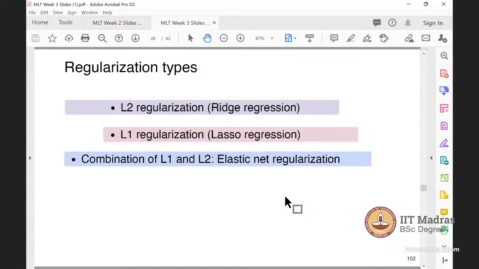Now, there are only two types of regularization that we have discussed this week, which are L1 regularization and L2 regularization. L1 is lasso regression and L2 is ridge regression. A combination of these two is also possible, which is called elastic net.